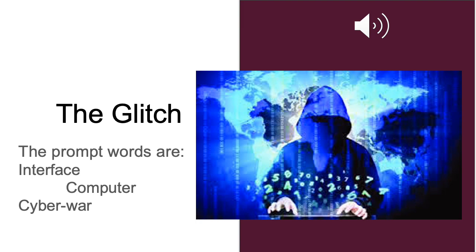Here we have dystopian story scenario number 1 called the glitch. So you have an image and you have some keywords that we'd like you to try and take account of in your 3-part scene structure plan. So computer and cyber war.